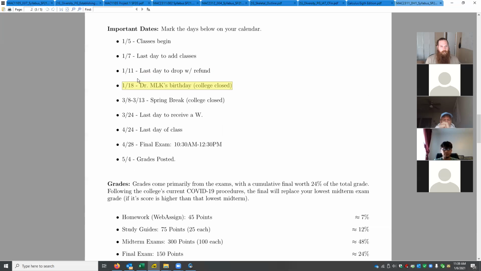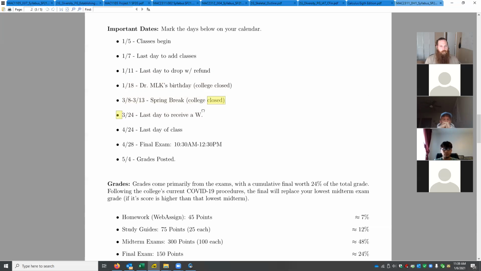The 18th is Dr. King's birthday. The college will be closed for that. And then we do have spring break this semester. I know there's some rumors about that being canceled, but as far as I know, right now we are still planning to do a normal spring break in the second week of March.